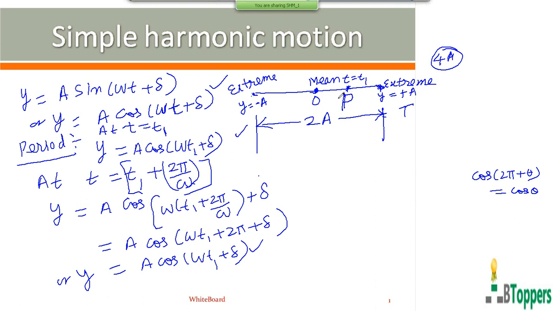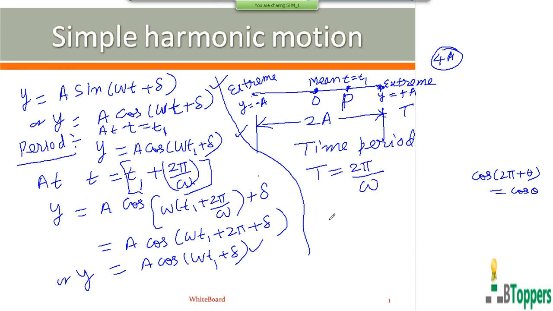That means 2 pi by omega can be called the period of simple harmonic motion. So the time period of simple harmonic motion, denoted by capital T, which represents the time taken to complete one oscillation, can be written as 2 pi by omega.